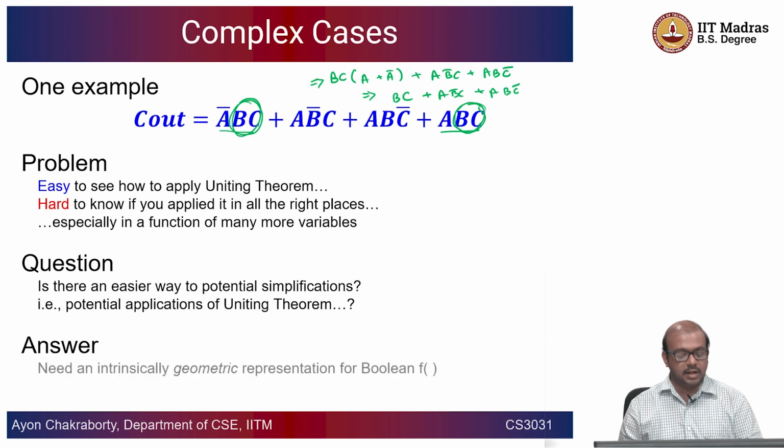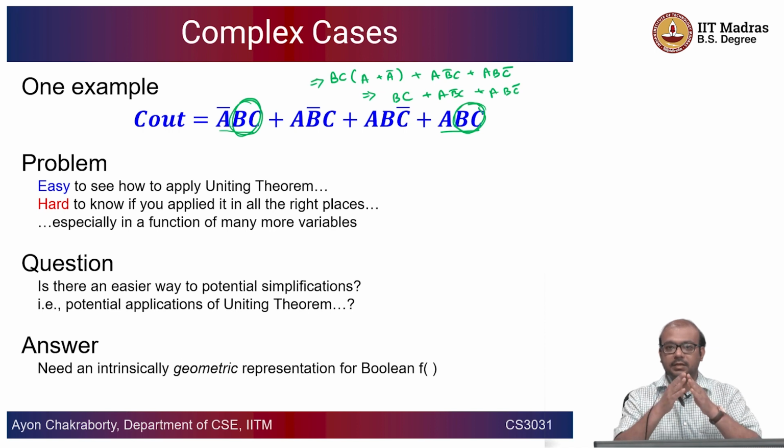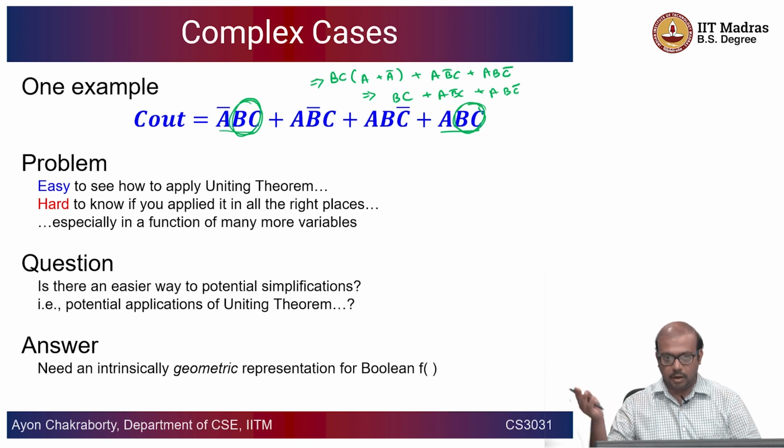Okay. So, the answer is we need some kind of an intrinsically understandable and geometric representation for any Boolean function f. Okay. Because whenever you write this long algebraic expression, by default you go into this inspection mode, right. You keep on searching for parts of the expression that could be joined together or merged together to apply the unifying theorem or uniting theorem, right. But often, as I told you, you do not know how exactly you should go about it, whom you should group first, whom you should group after that, and so on.